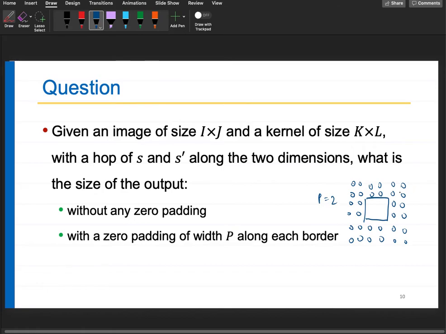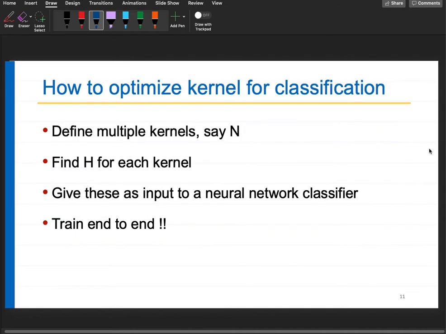So this width is 2. This is P and this is also P. This is called zero padding, and these are just some notations, P for zero padding. Okay, you can answer this question on your own. You have done it for the assignment, so I'm sure you can do it.